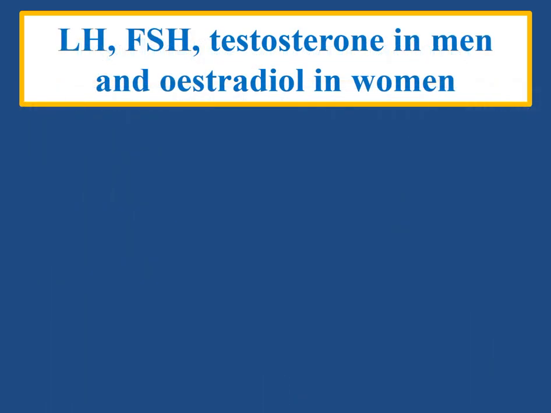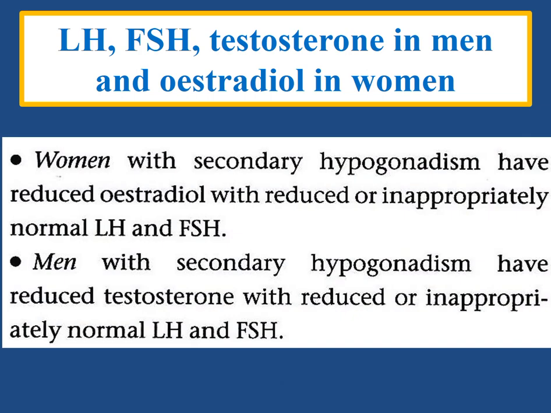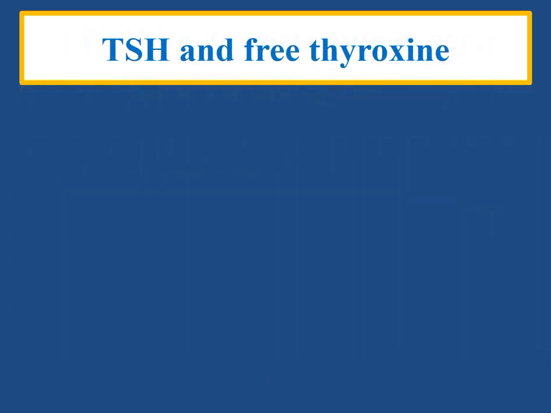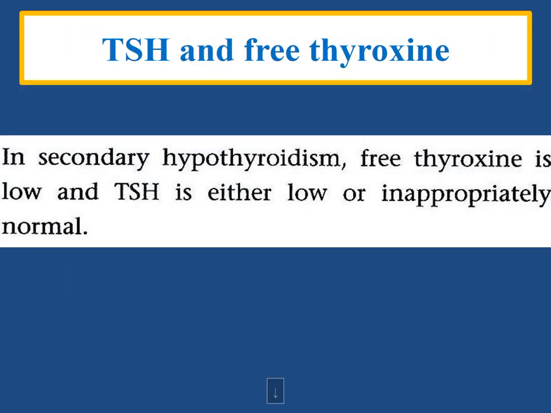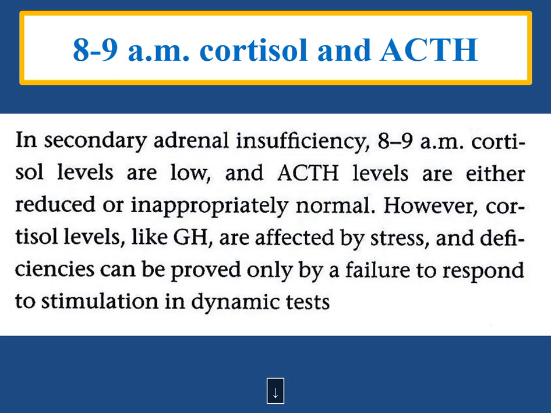LH, FSH, testosterone in men, and estradiol in women. Women with secondary hypogonadism have reduced estradiol with reduced or inappropriately normal LH and FSH. Men with secondary hypogonadism have reduced testosterone with reduced or inappropriately normal LH and FSH. TSH and free thyroxine. In secondary hypothyroidism, free thyroxine is low and TSH is either low or inappropriately normal.